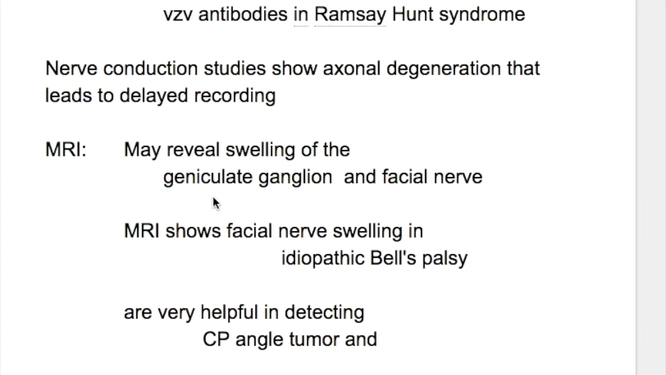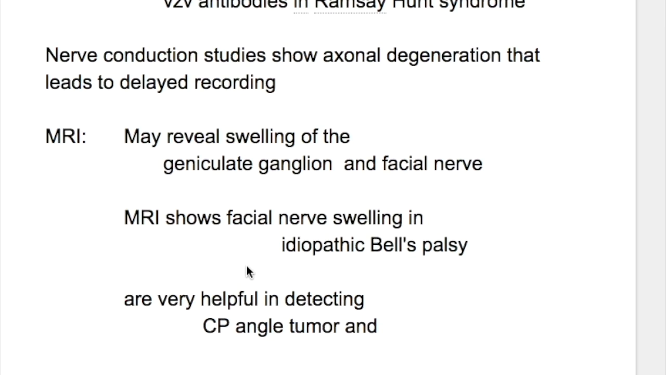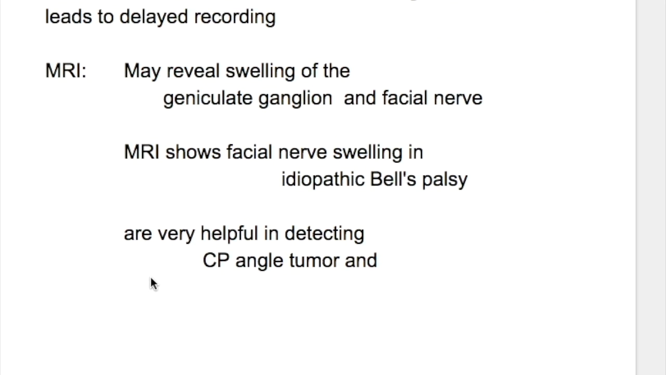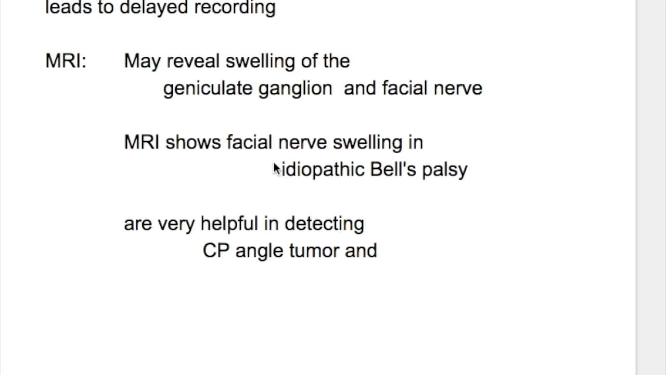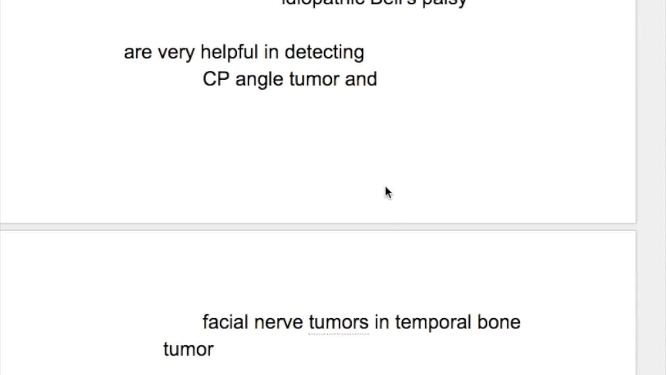MRI may reveal swelling of the geniculate ganglion and facial nerve. Number 2, MRI shows facial nerve swelling in idiopathic Bell's palsy. And number 3, they are very helpful in detecting CP angle tumors and facial nerve tumors.